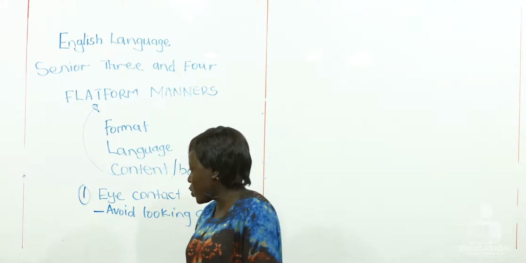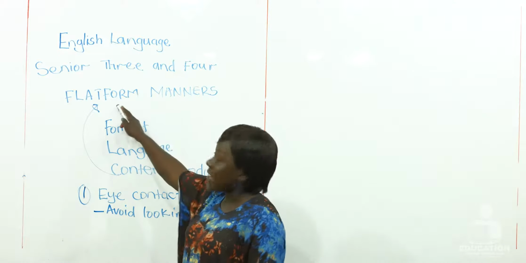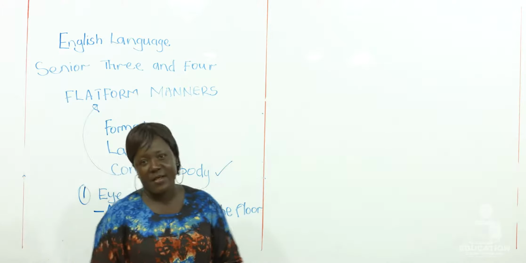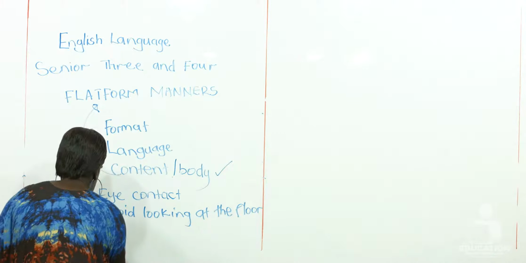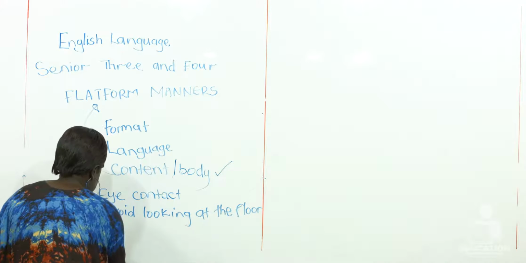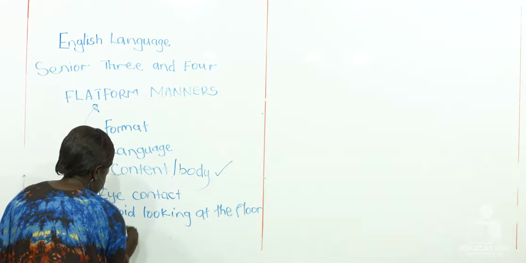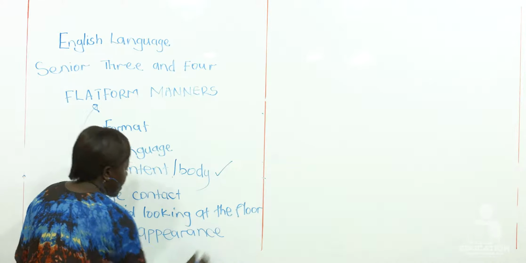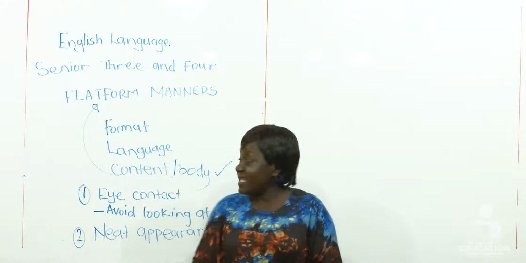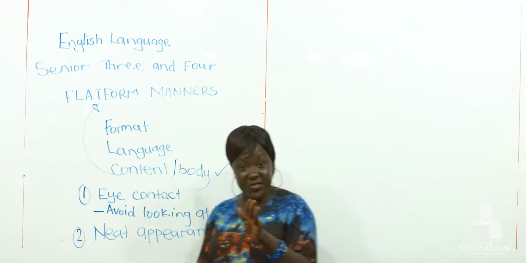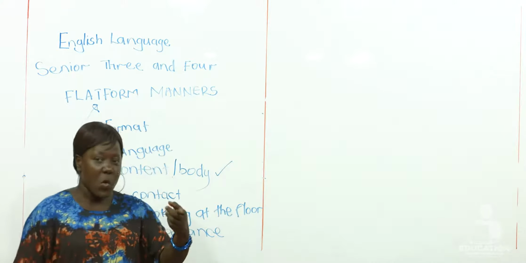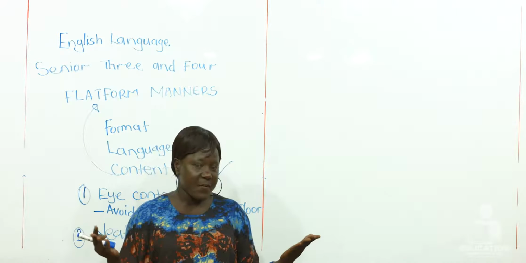Let us see number two. What is this platform manner apart from eye contact? Neatness. Number two, it is called neat appearance. Right. Under this neat appearance, there are so many things involved. Let us start straight away with one aspect, which is called decent dressing.